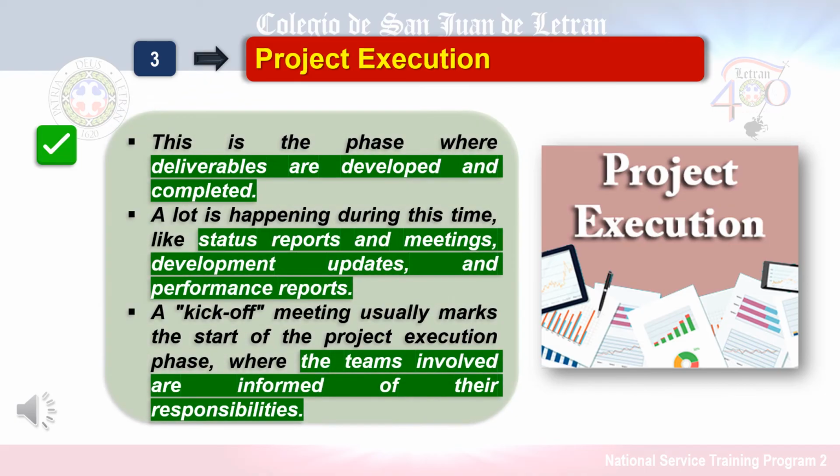Project execution or implementation. This is the phase in which deliverables are created and finished because there is so much going on during this time, such as status reports and meetings, development updates, and performance reports. It might feel like the meat of the project. The commencement of the project execution phase is frequently marked by a kick-off meeting in which the teams participating are informed of their tasks, while the project monitoring phase has its own set of requirements. These two phases frequently happen at the same time.